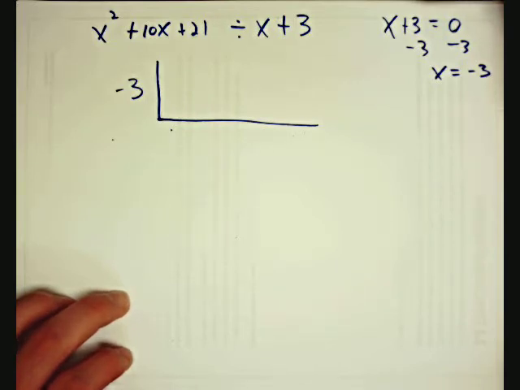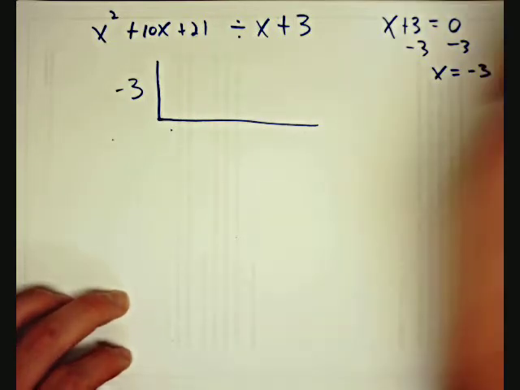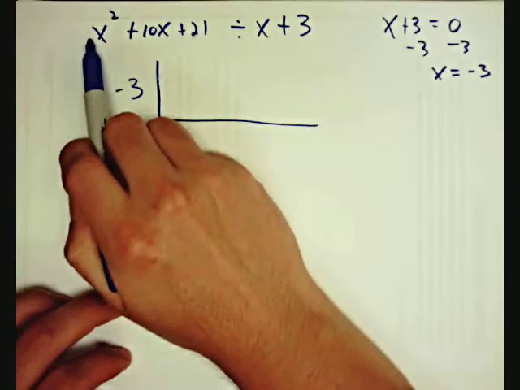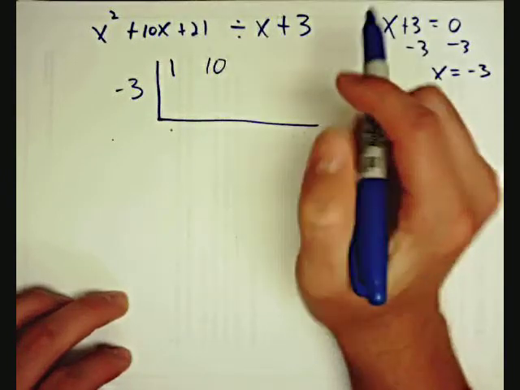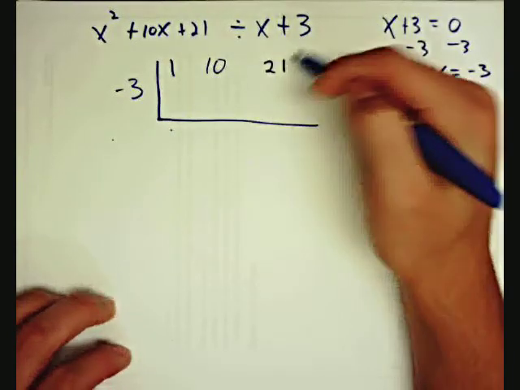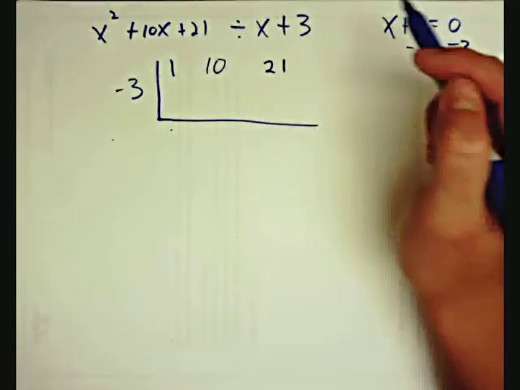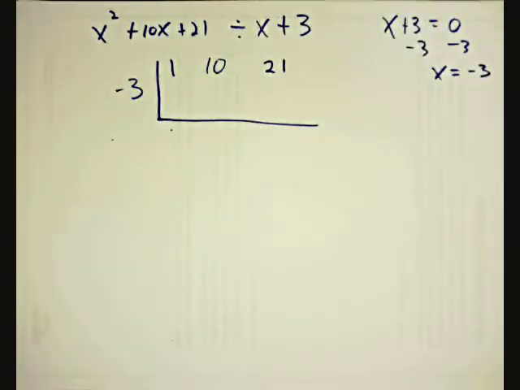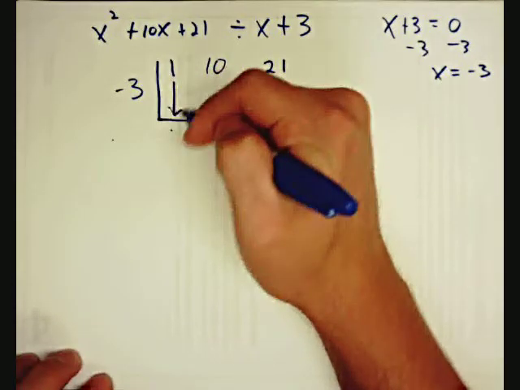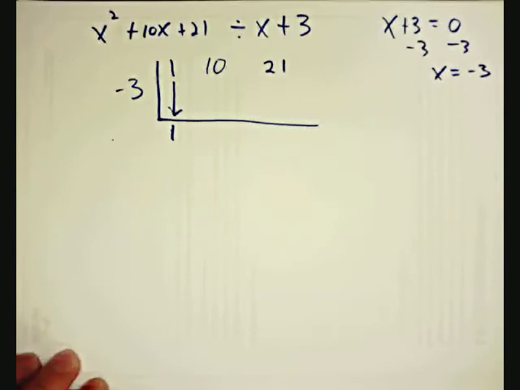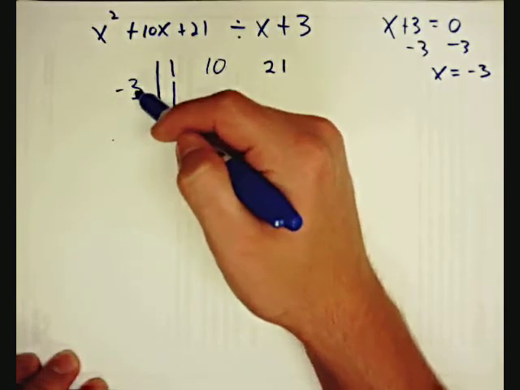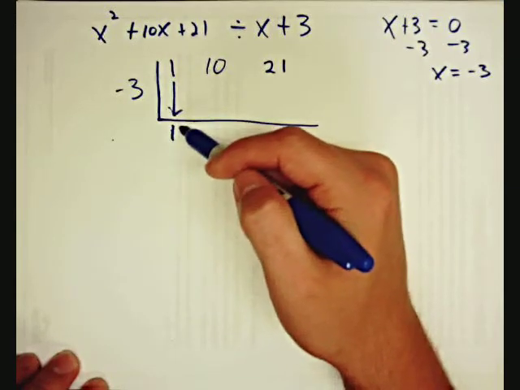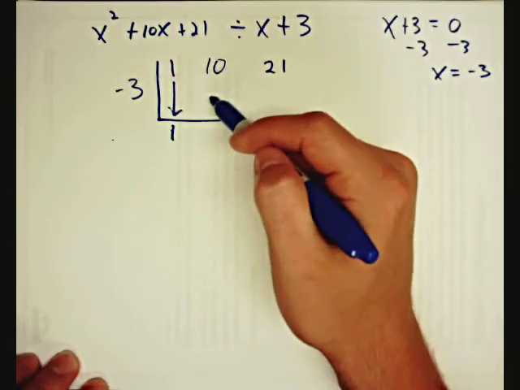Okay, and then along the top of the box, we want to put the coefficients of our polynomial. So 1 for x squared, 10 for the 10x, and 21. So our box is set up. Step 3, bring down the first number outside the box. Step 4, multiply c and the number we just wrote, so negative 3 times 1, and write that product in the next column in the second row of the box.